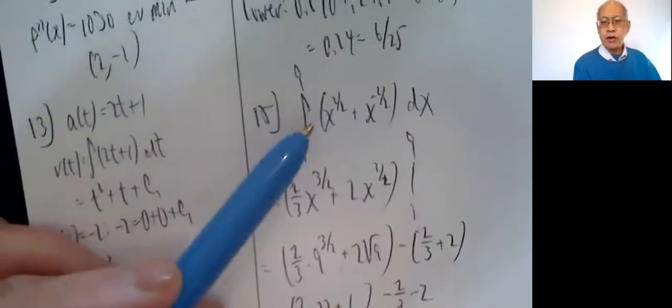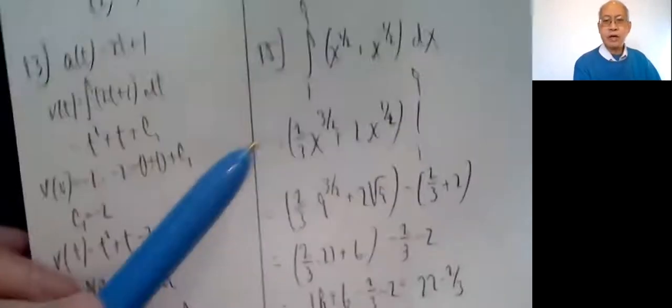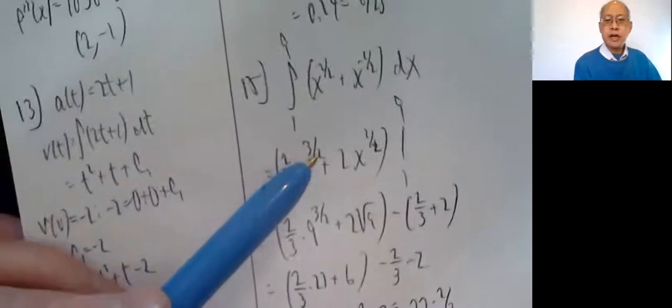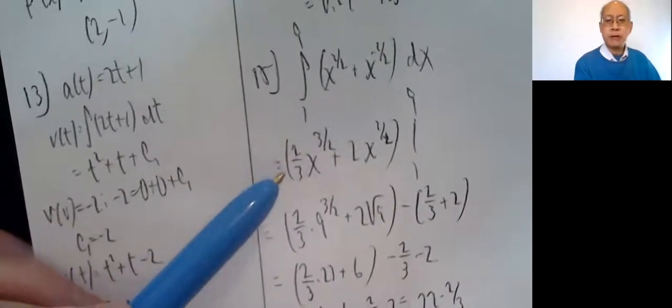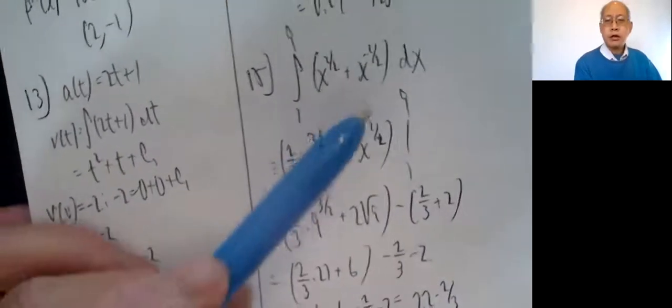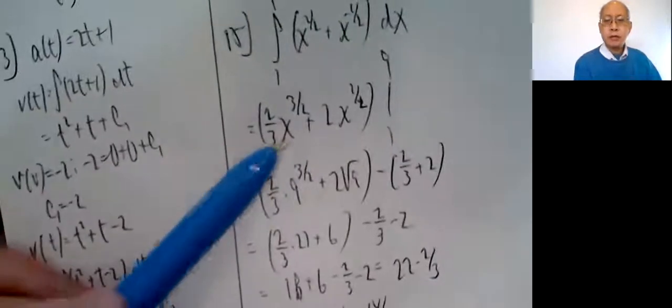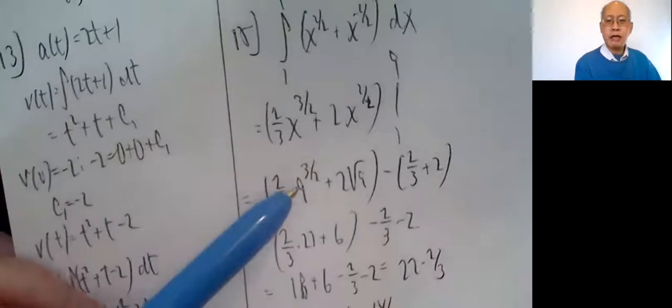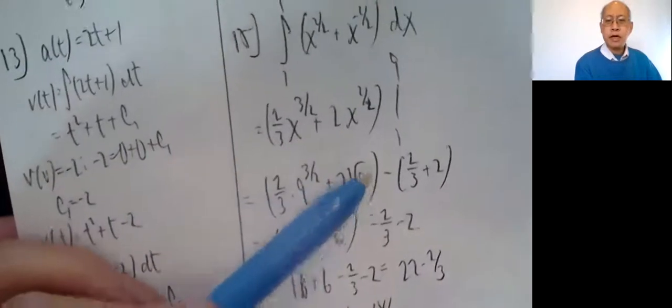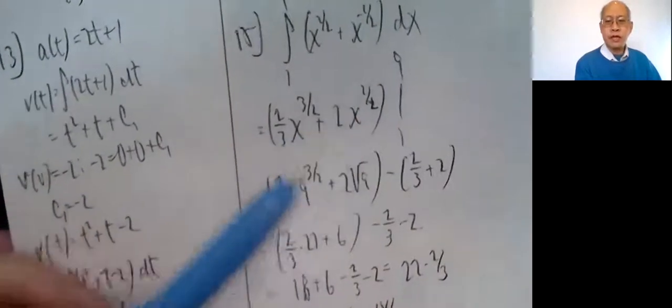15, you're integrating x to the 1/2 plus x to the -1/2. So that's x to the 3/2 divided by 3/2, which means times 2/3. x to the 1/2 divided by 1/2 means times 2, from 1 to 9. Plug in 9, 2/3 times 9 to the 3/2 plus 2 radical 9, minus plug in 1. 1 raised to anything is 1.